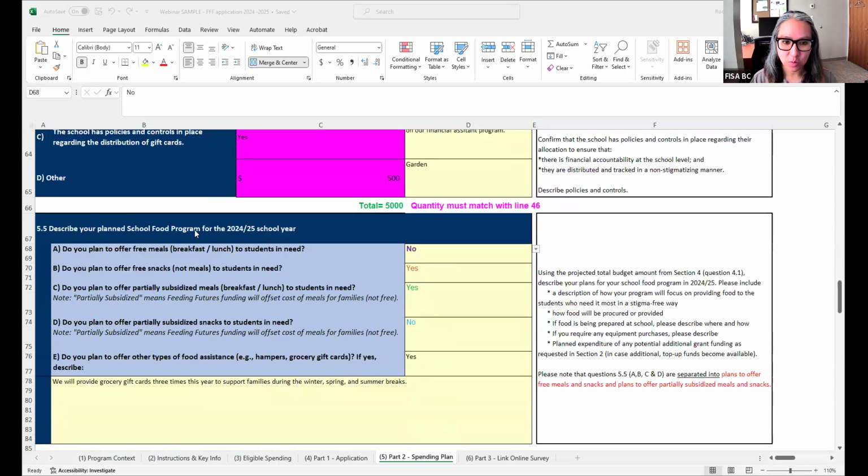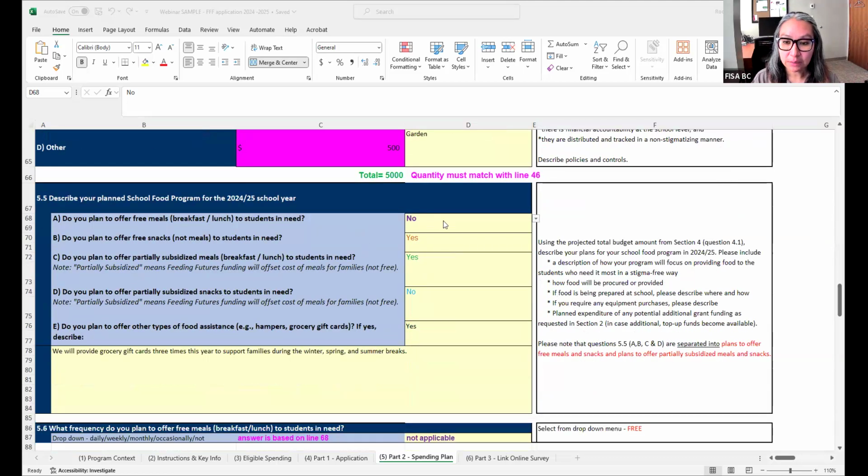So going back to the questions about the food program. In my case, I say, no, I'm not giving any lunch or breakfast this year. Then we're going to go to line number 70. 70 is, do you plan to offer free snacks? That means no meals. Free snacks could be a bowl of fruit, some granola bars, maybe some yogurt, something more like a grab and go, a single item or something like that. So I'm actually going to say yes to this one.